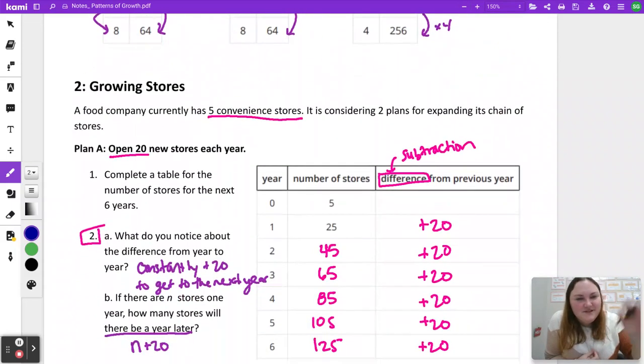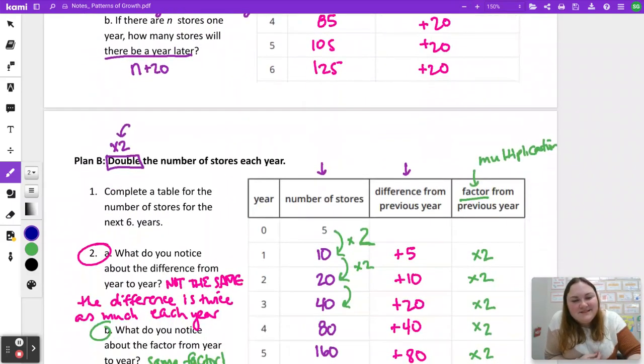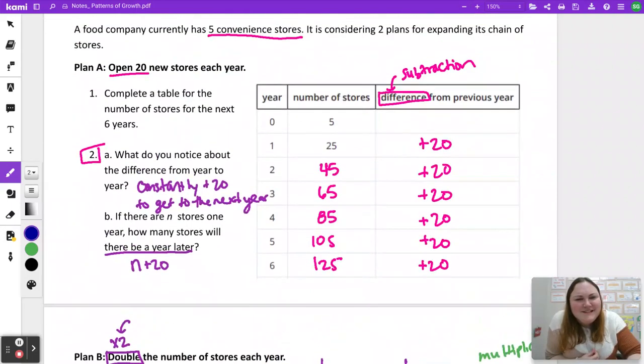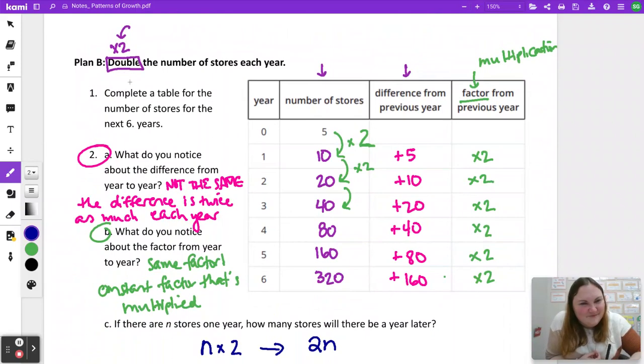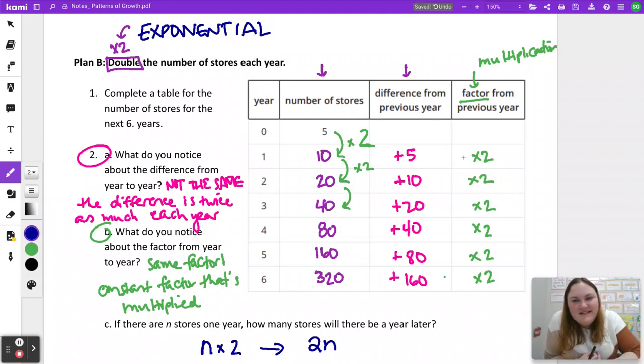So when I think about these two store growth plans, which one of these would represent an exponential situation? That second one, where we're doubling again. I might even write the word in my notes that this is exponential. This is our exponential relationship. So I'm seeing that common factor, that common multiplying by 2 is what would make this an exponential relationship.